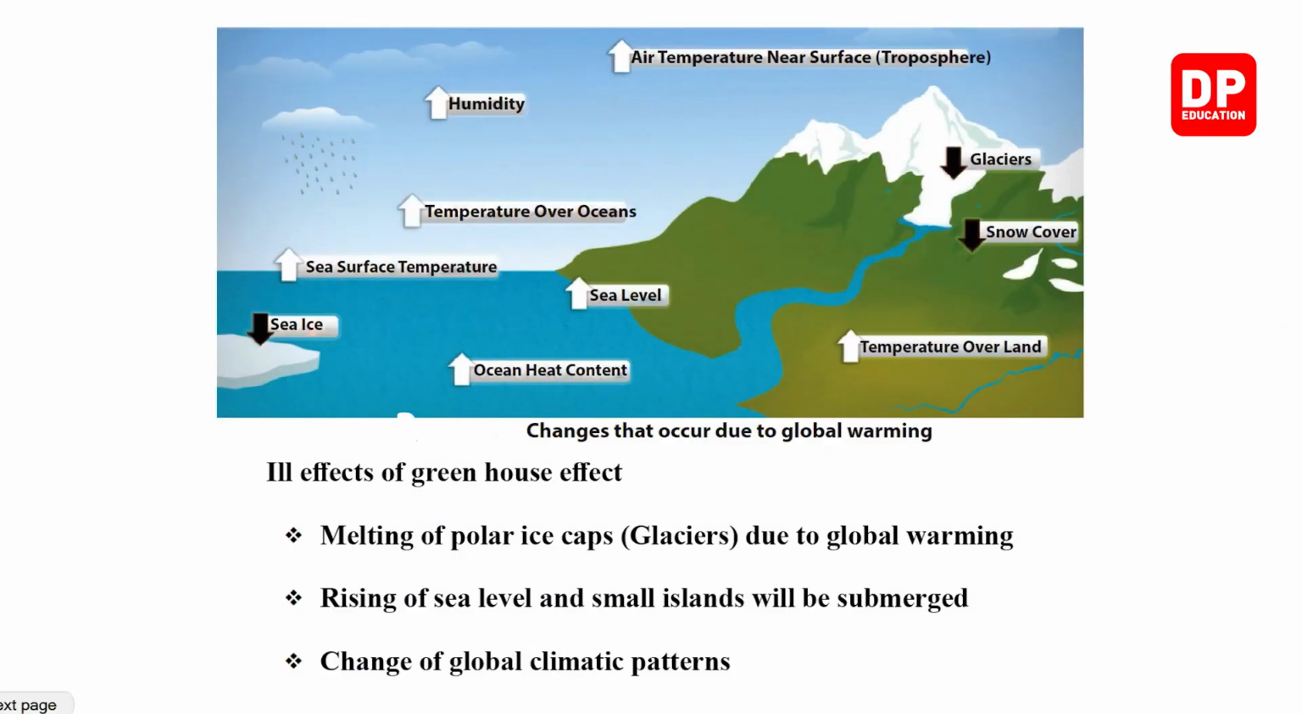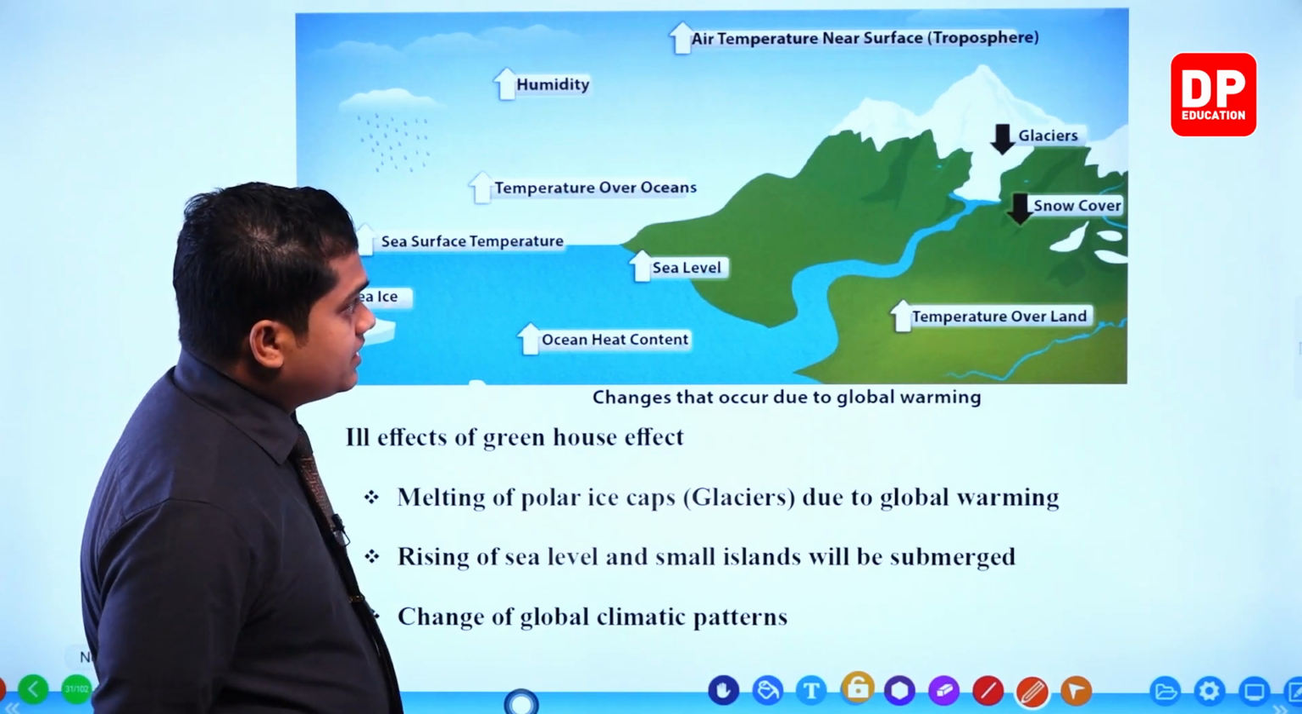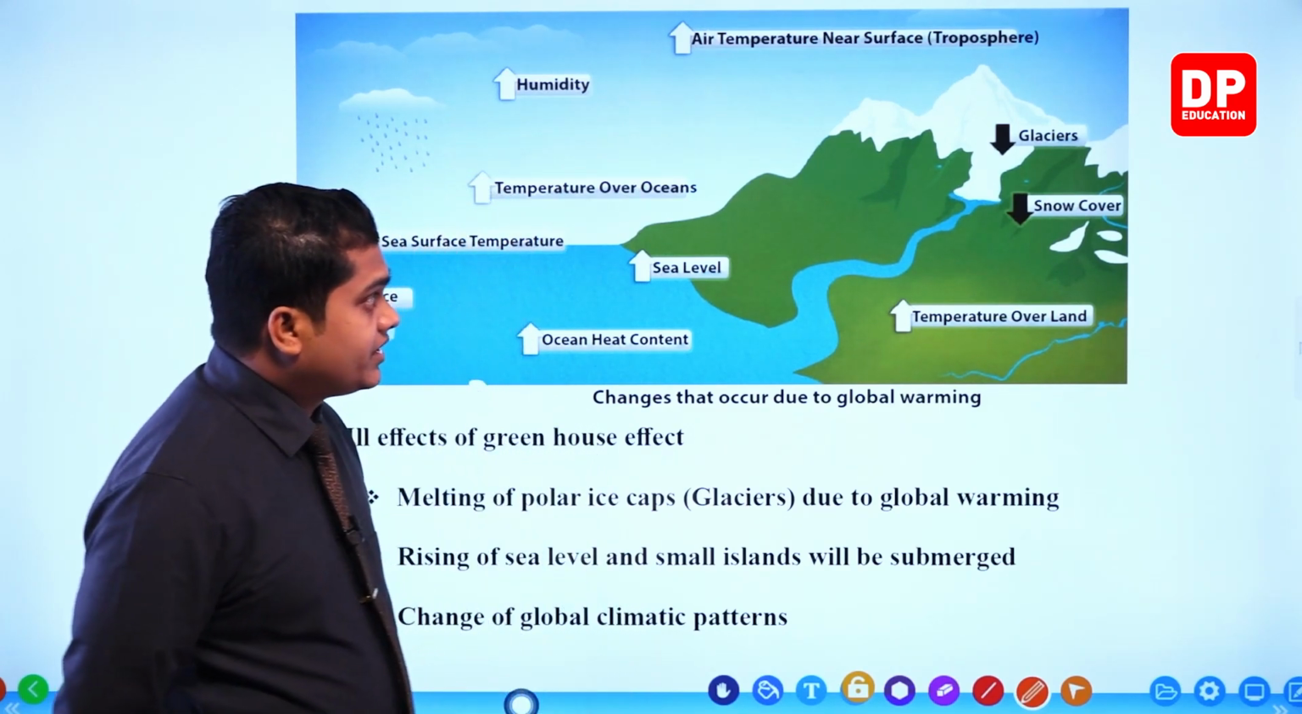So, here you are given the changes that occur due to global warming. The temperature on land gets increased. Then snow cover and the glaciers are going to melt and come down. Because of that, ocean heat content will get increased and sea level also gets increased. Surface temperature of the sea increases upon increase in the temperature of the atmosphere. Humidity level is going to increase. Temperature over the oceans is also increasing. Then sea ice level is dropping down, right? Glaciers are going to melt down. Snow cover is going to melt down.